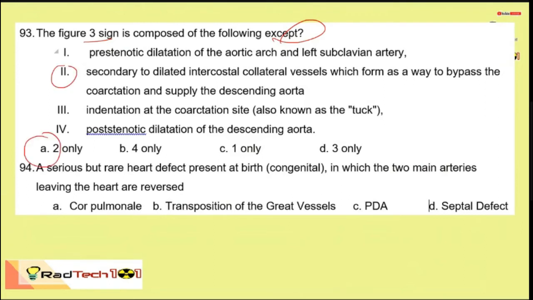So, secondary to dilated intercostal collateral vessels. So hindi siya, mali siya. Ito yung tama: 1, 3, and 4. 94, a serious but rare heart defect present at birth in which the two main arteries leaving the heart are reversed. So this is what we call the transposition of the great vessels or your TGA. So yung two main arteries nagkabaligtad.